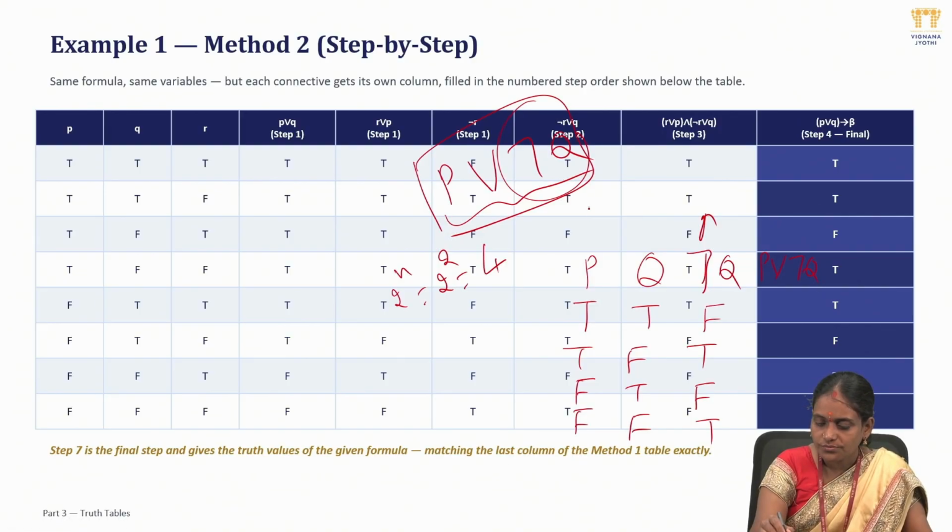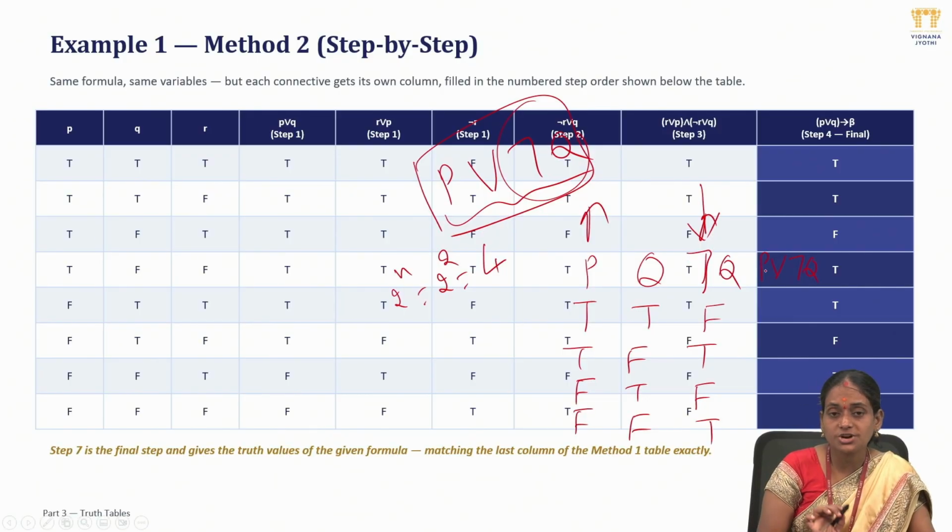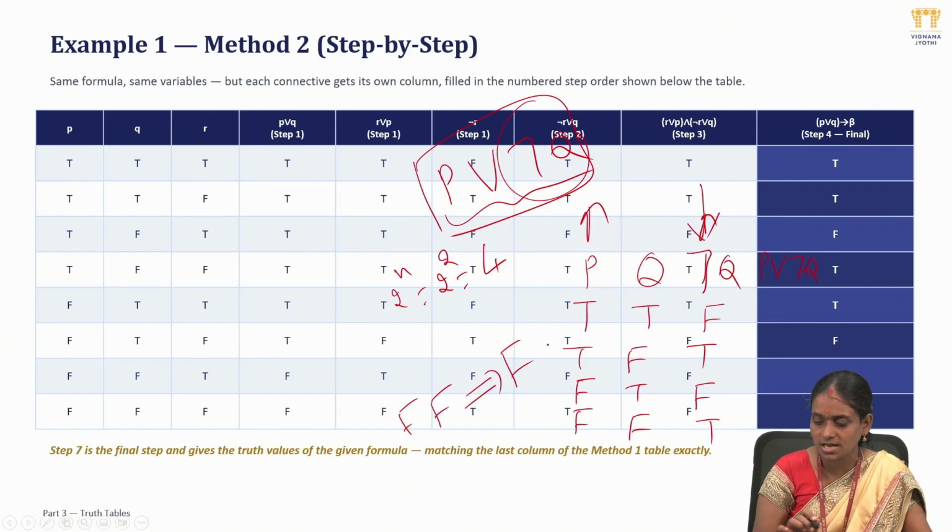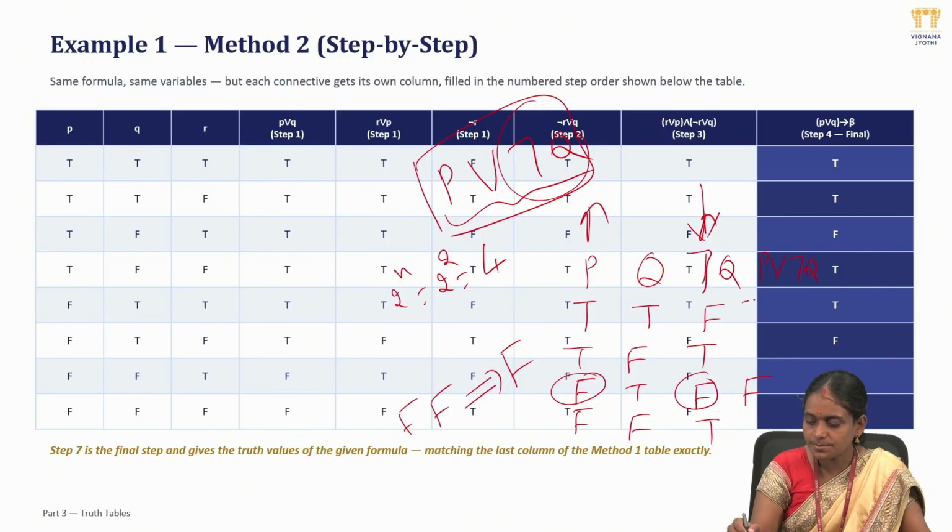And next we write P OR negation Q, using the first column and the third column. We have to apply the OR operation. What is the logic for the OR operation? Here OR is disjunction. What is the logic for disjunction? If both variables are false, then the resultant is false. So check P OR negation Q: both are false in the third case. In all remaining cases, you are going to get true only.